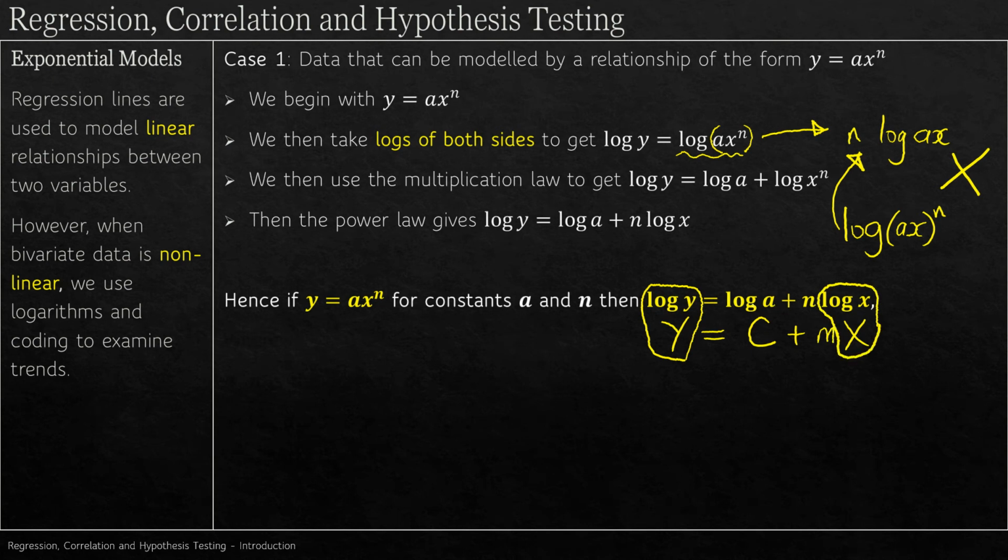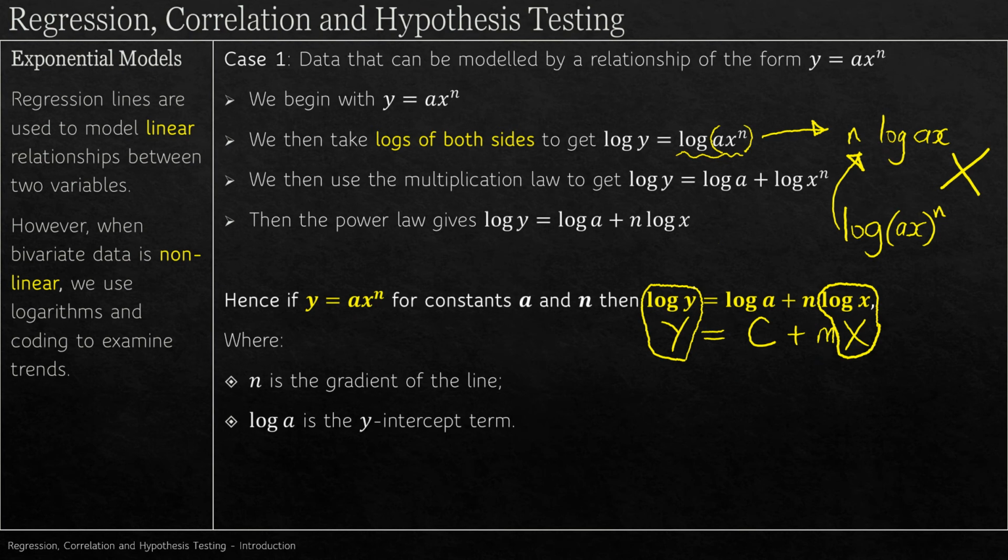But everything else are constants. So log a and c, they're both constants. n and m are both constants. So this does fit the equation of a straight line, where n is the gradient of that line and log a is the y-intercept. Like I said, n is the gradient because that corresponds with m, and log a is the y-intercept. That's case number one.